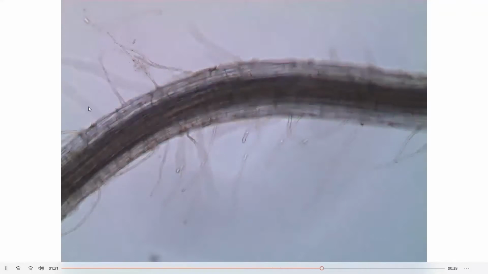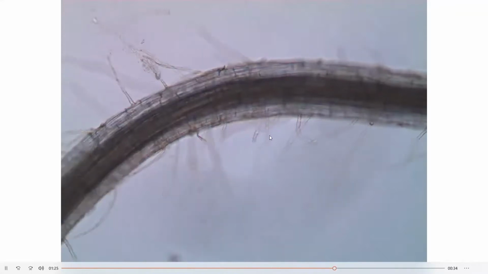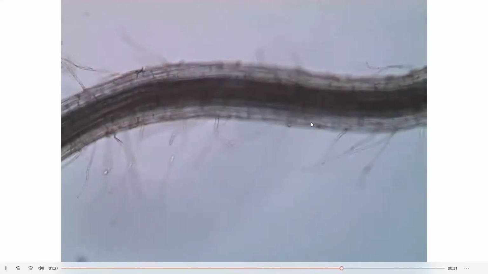But you can see the root hairs coming out from the epidermis. This increases the surface area for the absorption of water and nutrients there in the root. We'll talk a little bit more about their role and how nutrients are taken up by plant roots when we talk about plant nutrition and soils later in the quarter. Oh, there's another little swimmer.